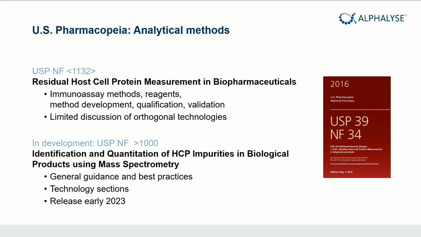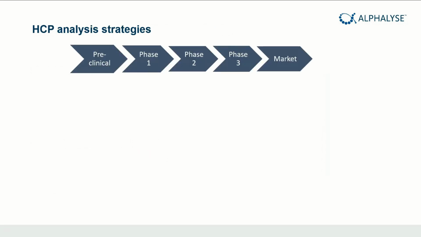So this chapter is written by industry experts. It will contain general guidance on what method and best practices to use. It will be a broad paper describing different possible approaches and recommended standards to use. And this chapter is expected to be released for public review early next year. So this chapter will be a guidance to the industry on how and when to apply mass spectrometry for impurity analysis.